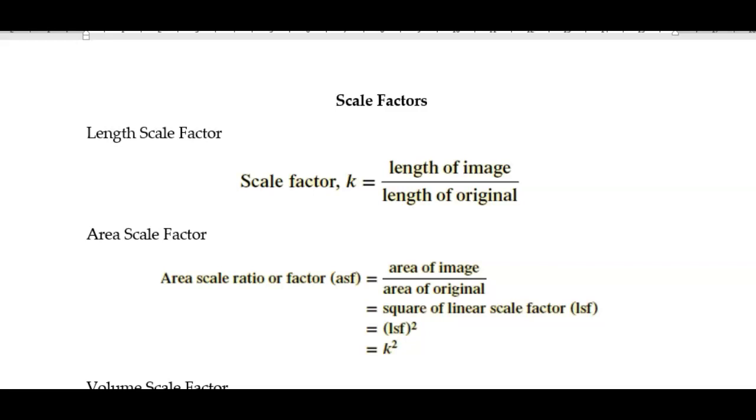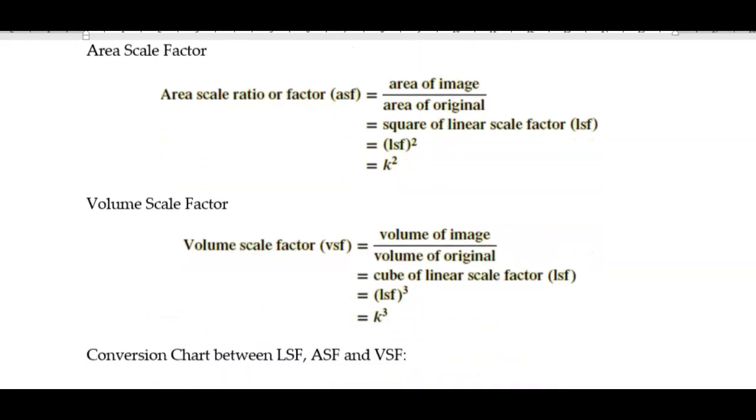Now, the second aspect, area scale factor. Area scale factor can be found by going area of the image divided by the area of the original. It can also be found by squaring the length scale factor, so being k squared. Similarly, the volume scale factor can be found by going volume of image divided by the volume of original, or you can find the length scale factor and cube it, giving us k to the power of 3.